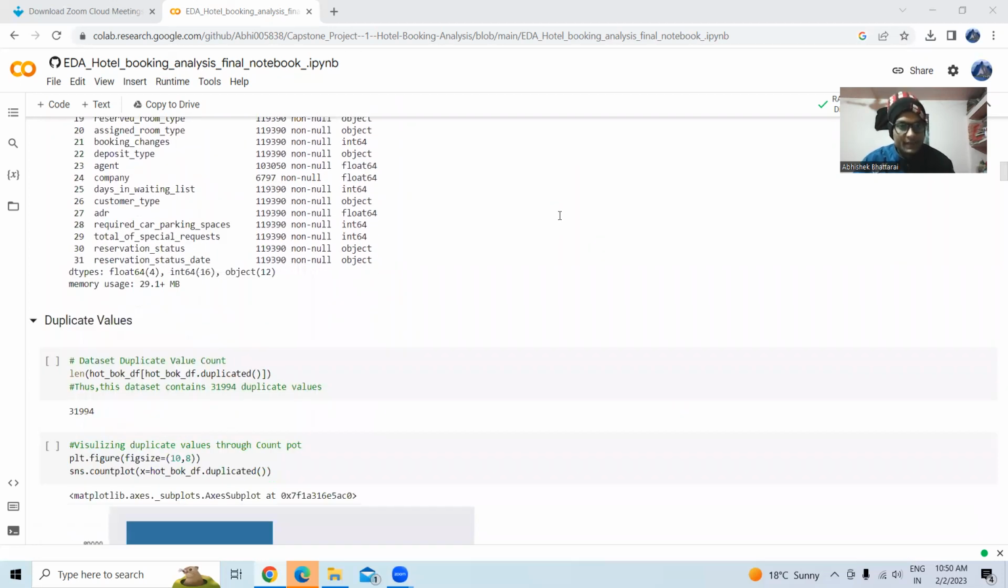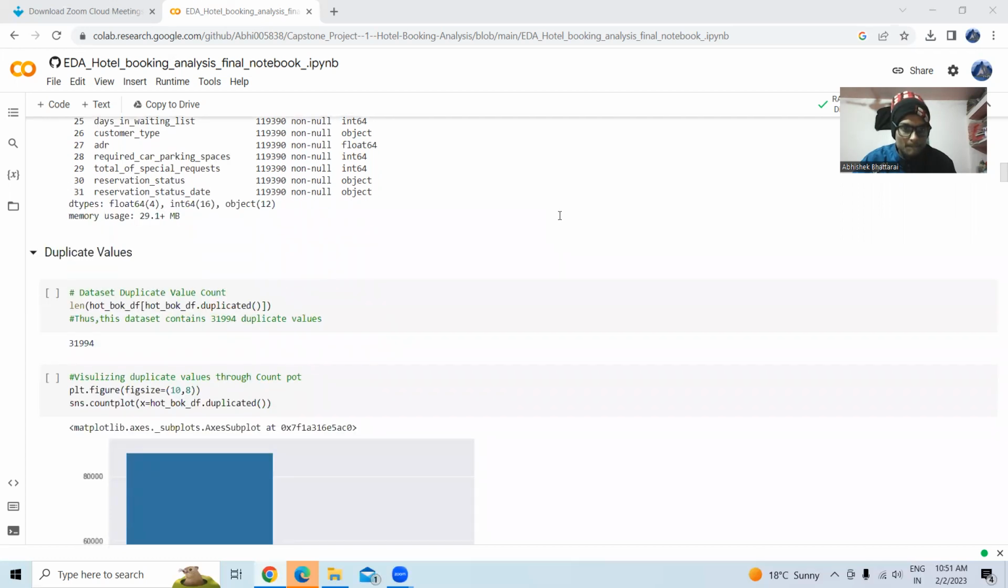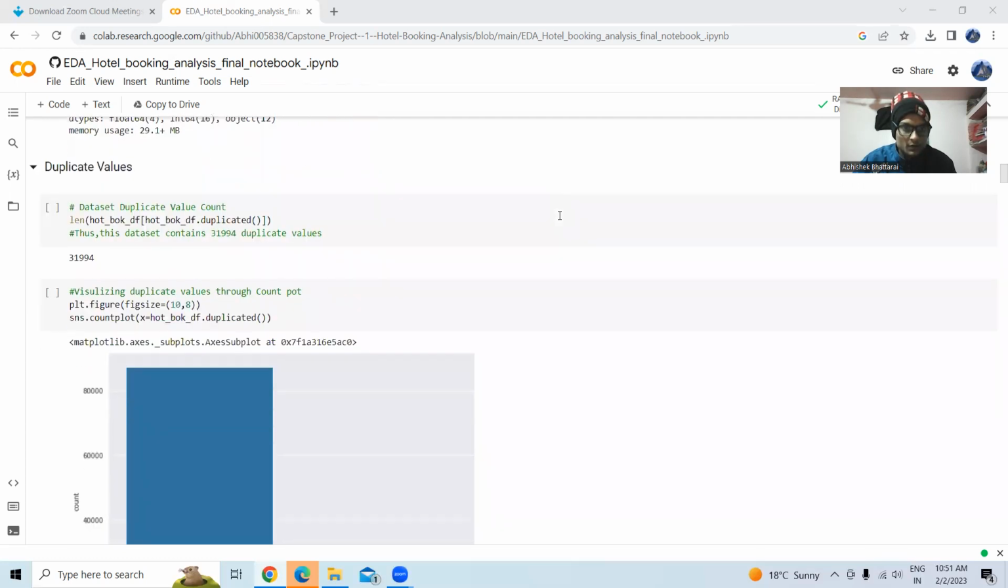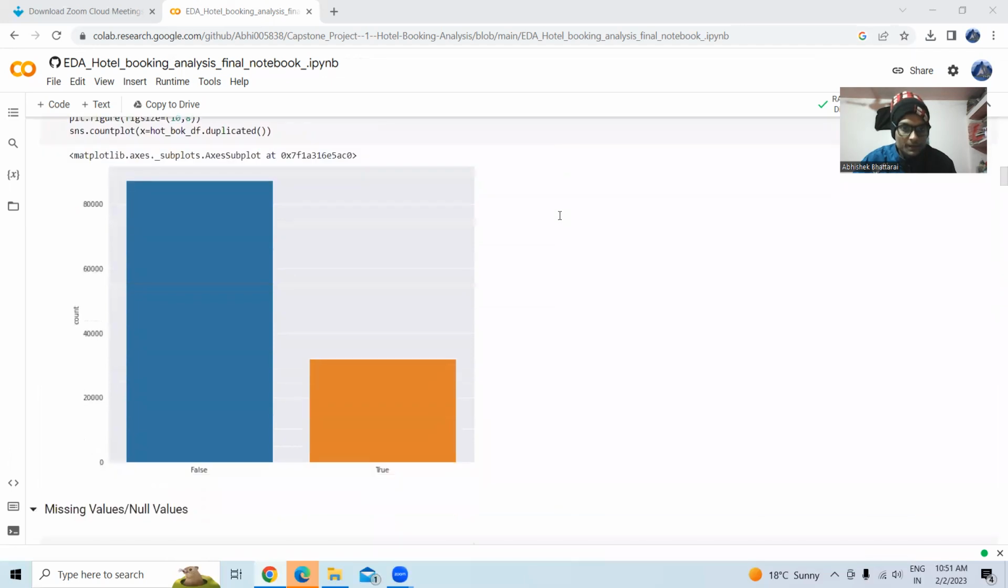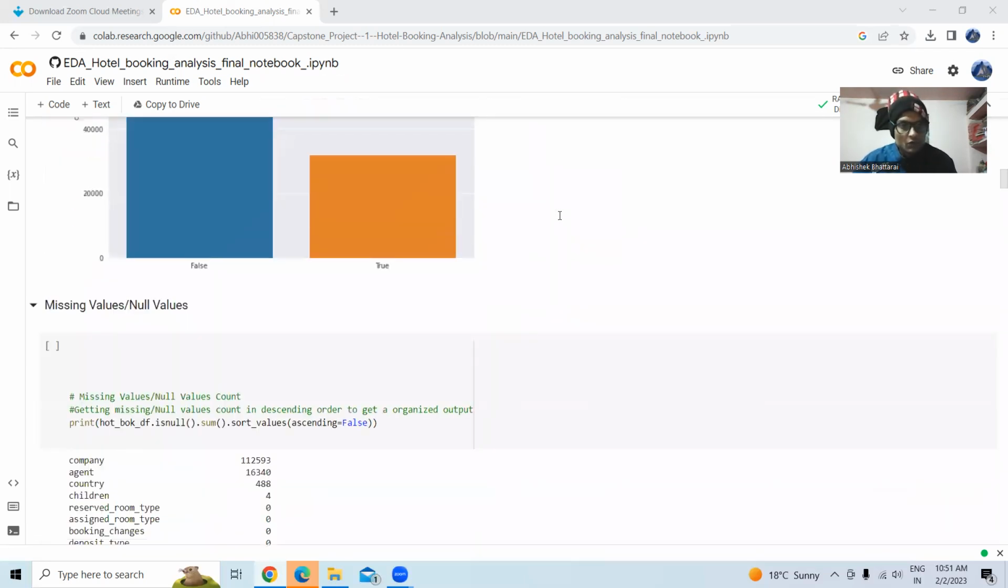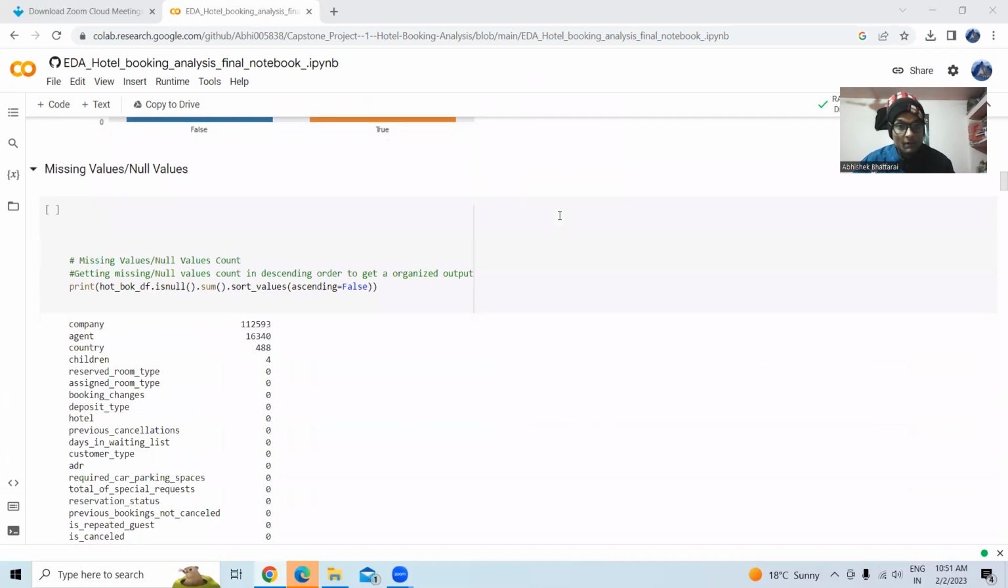Now we are checking the duplicate values in the data set. This data set contains 31,994 duplicate values. We are plotting these duplicate values in the plot. We can see here this much we don't have values, and this much we have. And if we check the missing values, of course we do have missing values.